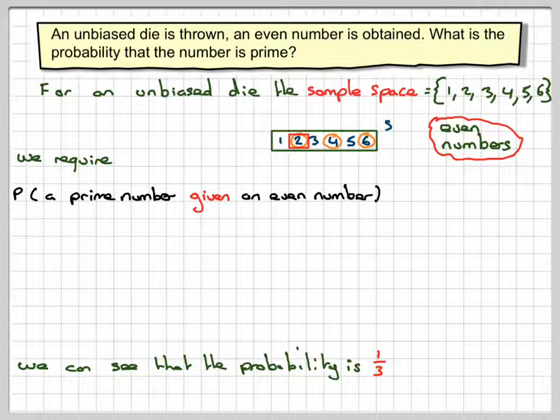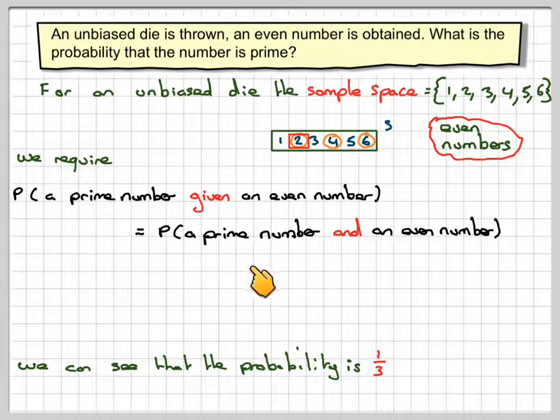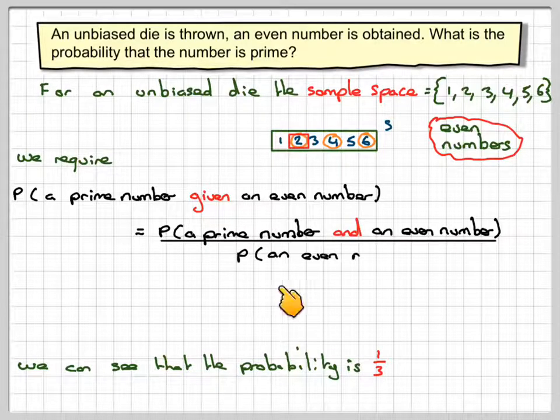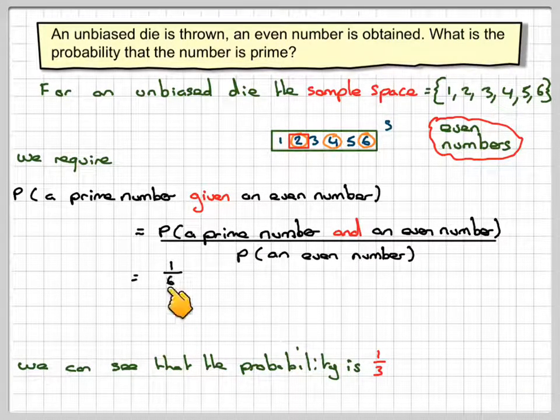However, let's see if we can establish a formula for this. We can get that by doing the probability of a prime number and an even number, which is the intersection, divided by the probability of an even number. If we look at the probability of a prime number and an even number, considering the whole sample space, that will be 1 out of 6. And if we consider the probability of an even number, considering the whole sample space, that will be 3 out of 6. Obviously, the 6's cancel, and we get 1/3, which is what we thought the answer would be.